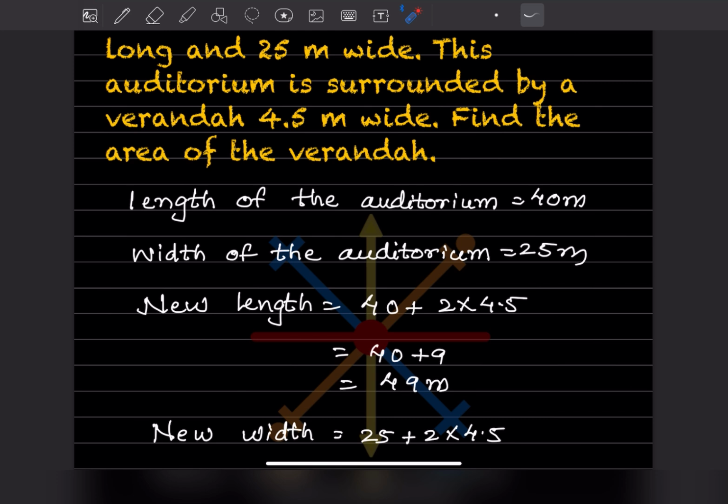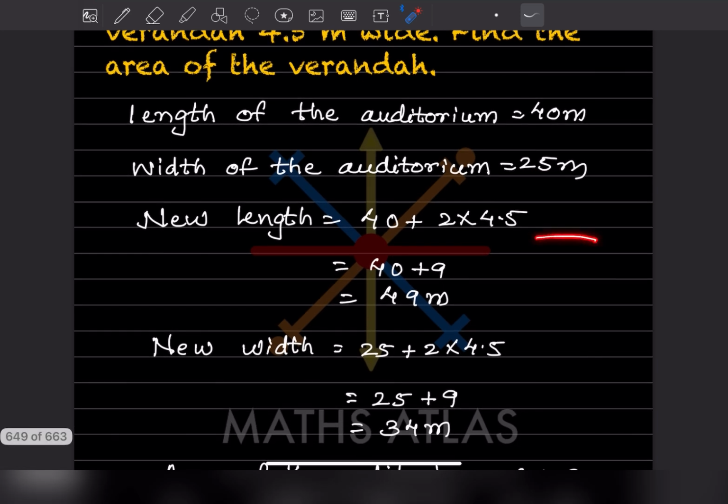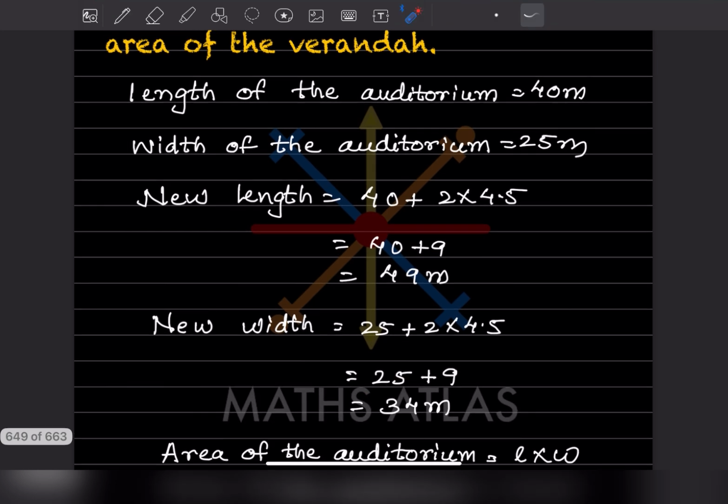Again the width is also the same. Where 25 is there, plus here again, because it is surrounded by 4.5 meter, this also should be the same. So this will be 25 plus 2 into 4.5, that will be 9, that will be 34 meter. So this is done with the new length and the new width.